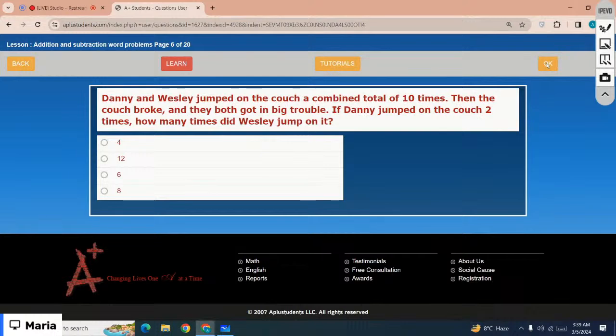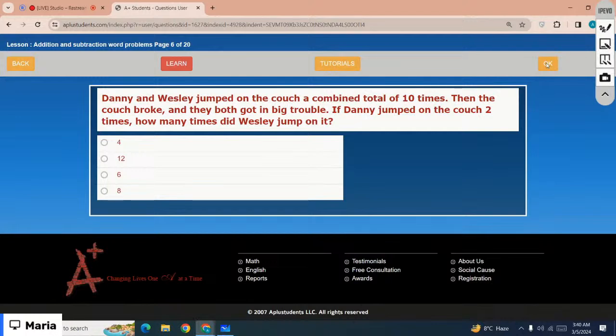Danny and Wesley jumped onto the couch a combined total of 10 times. Then the couch broke and they both got in big trouble. If Danny jumped onto the couch 2 times, how many times did Wesley jump on it? So, which is the correct option?